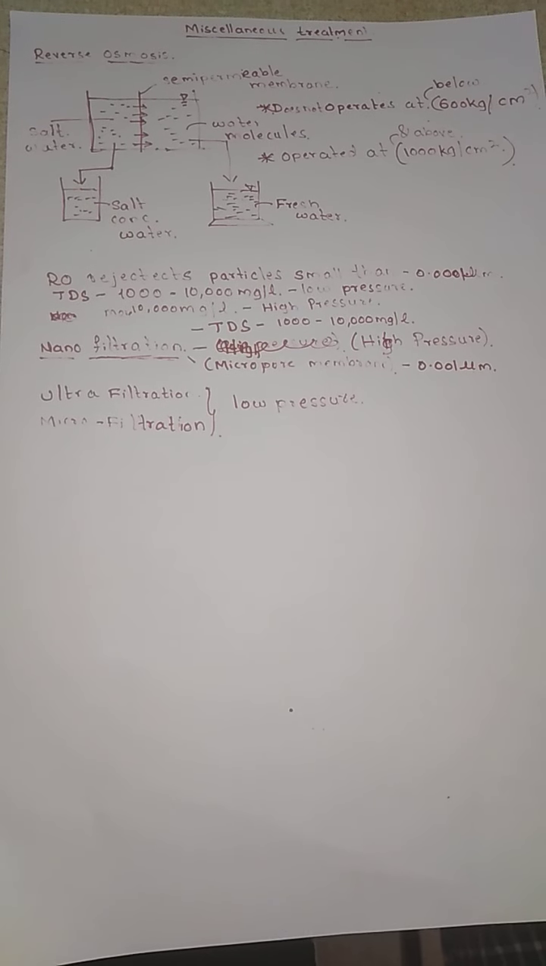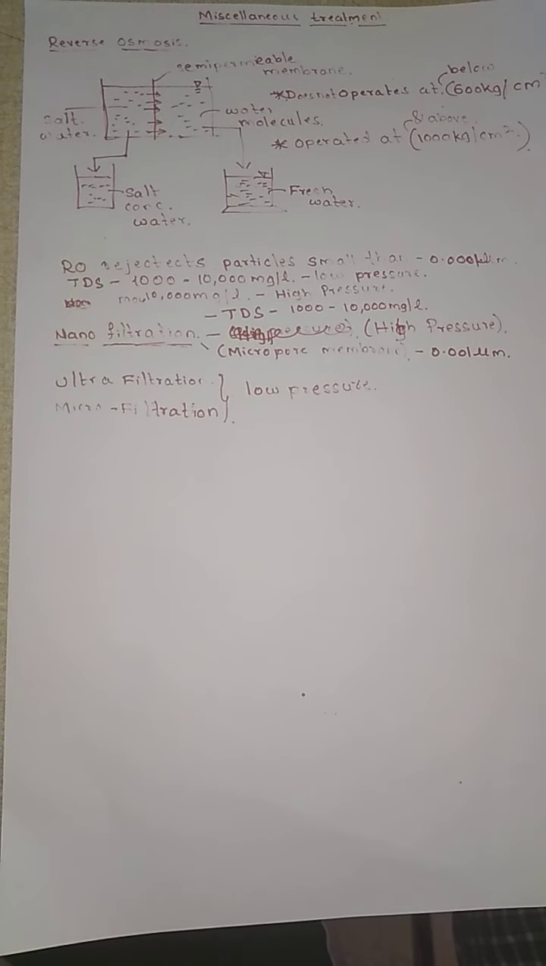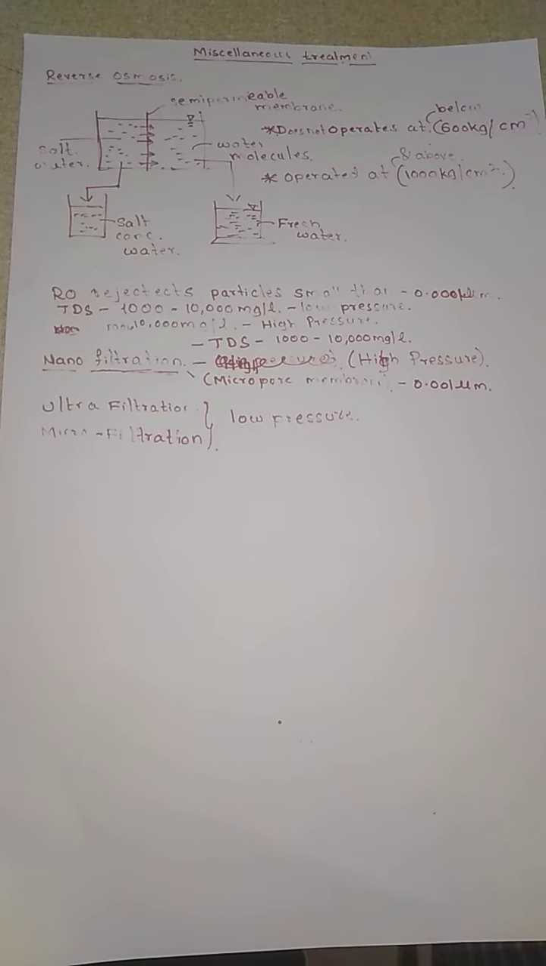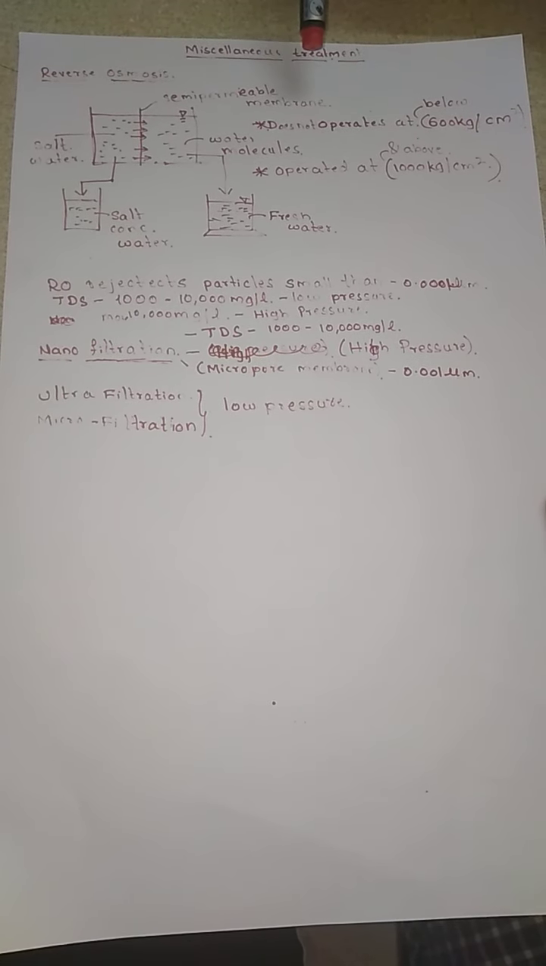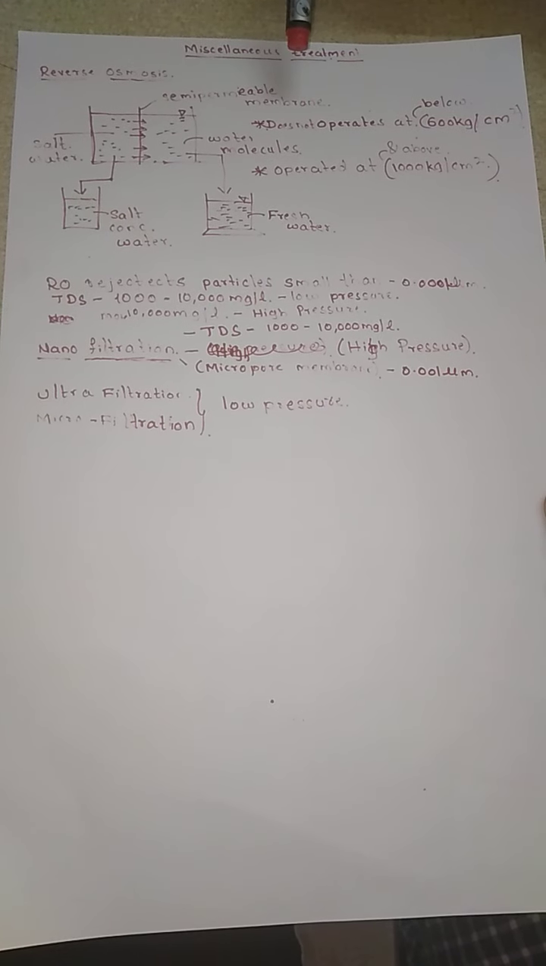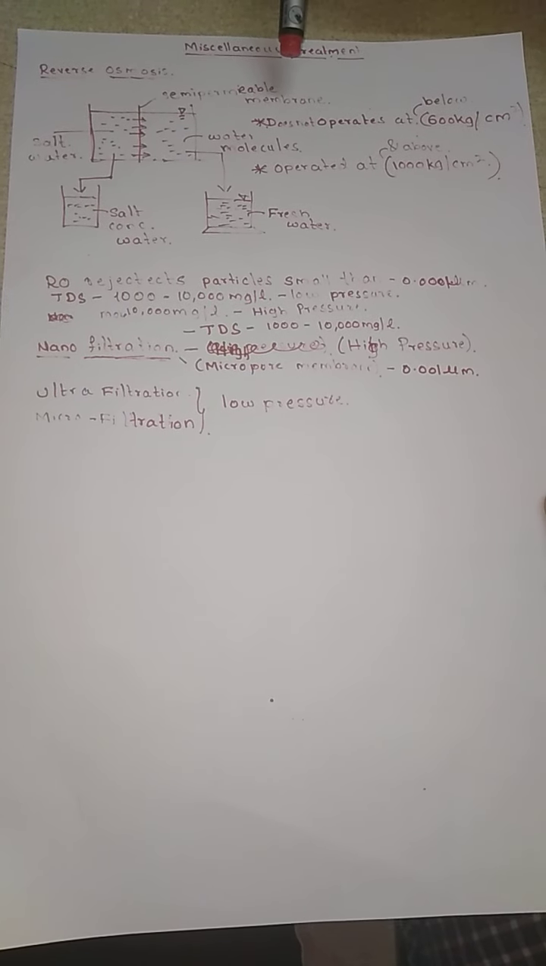In miscellaneous treatment, we have learned regarding the softening, that is by lime soda and zeolite process, then estimation of hardness, then fluoridation and defluoridation, which we have seen by the Nalgonda technique. Now, in today's class, we will be discussing reverse osmosis and nanofiltration. Both are having similarities but a little bit of changes.